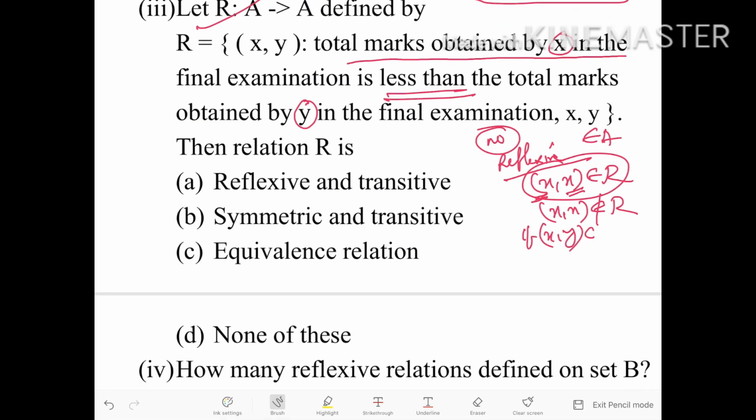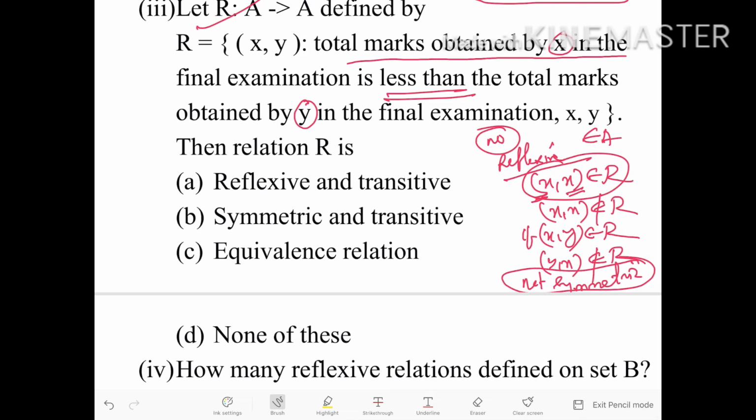If (x, y) belongs to R, then definitely (y, x) does not belong to R. Because if the marks secured by x is less than y, then the marks secured by y will be greater than x. It will not be less than x. That means it is not symmetric. So the given relation is also not symmetric.